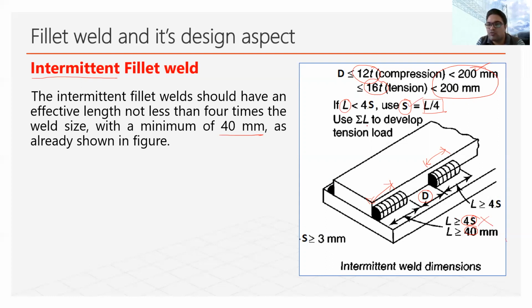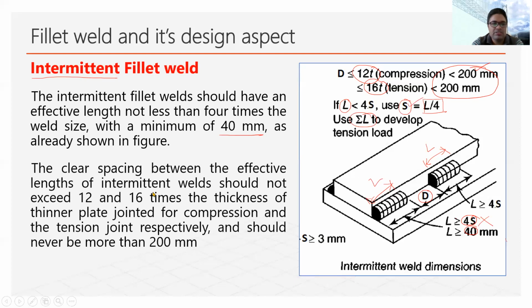While calculating the total length of intermittent fillet weld, we generally add all the lengths. So these L, similarly there may be some other length also. In the calculation we calculate the complete length, and then we divide that by the number of intermediate spaces. How many parts we divide it into depends on the joint or on the structure. So this is what I mentioned, that D should be less than 12 and 16 times T, and in any case it should not be more than 200 mm.